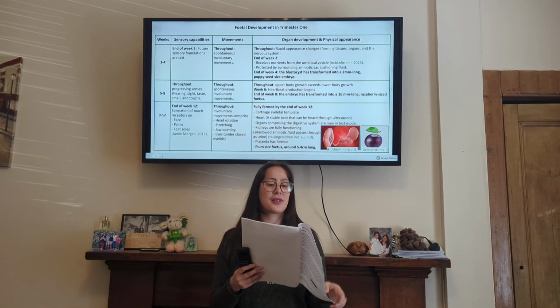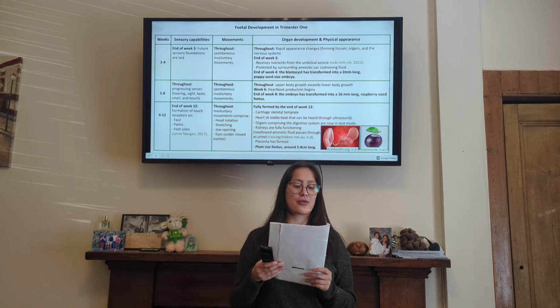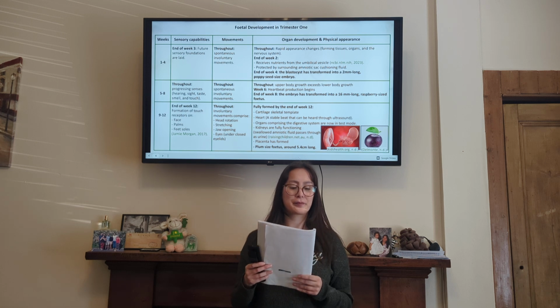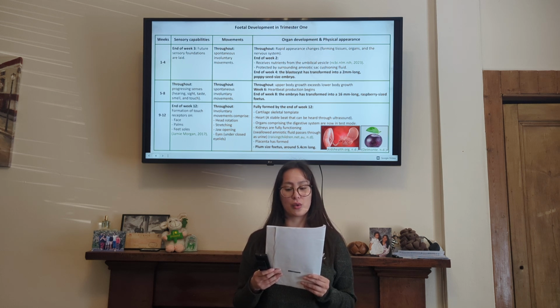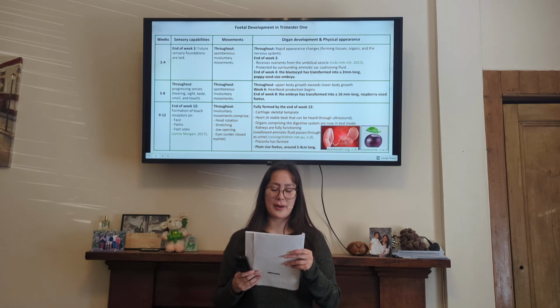At 6 weeks, the embryo begins producing a heartbeat, and by the end of week 8, the embryo transforms into a 16 mm long raspberry sized fetus. Throughout weeks 9 to 12, involuntary movements comprise head rotation, stretching, jaw movement, jaw opening and eye movement under closed eyelids. The end of trimester 1, which is week 12, brings many milestones.